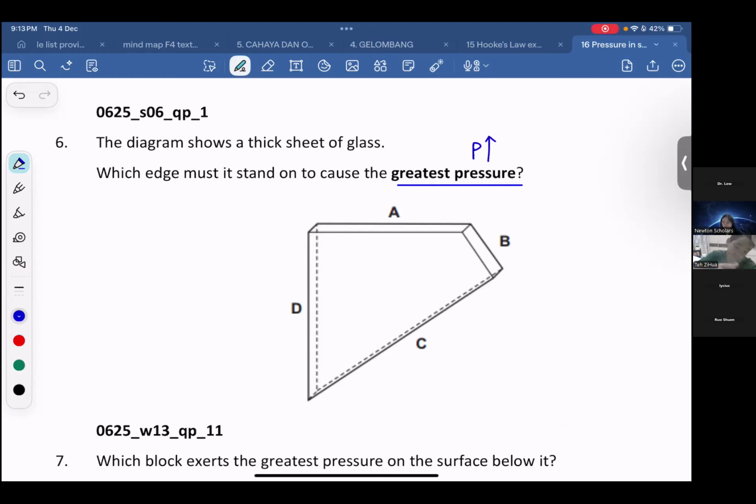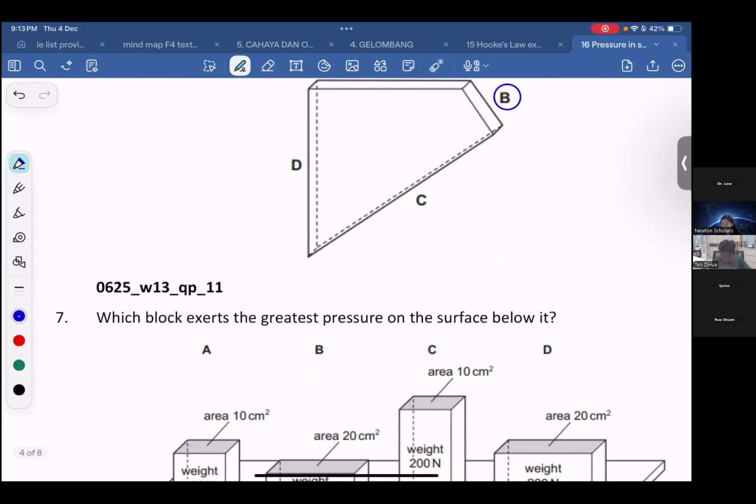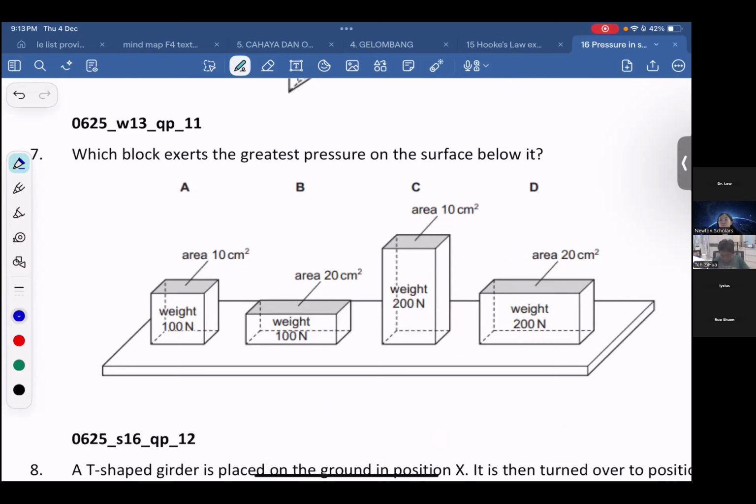Emily, correct. Zihua, correct. So, smallest area. Answer is B. Okay, which block exerts the greater pressure on the surface below? Crystal, your answer for question 6. Do you get the idea why question 6 is B? Yes. Okay, then Crystal, question 7, try.